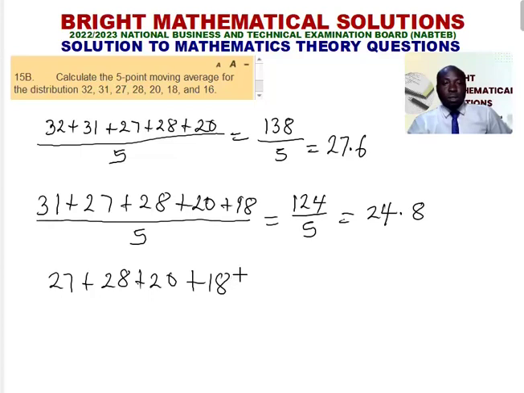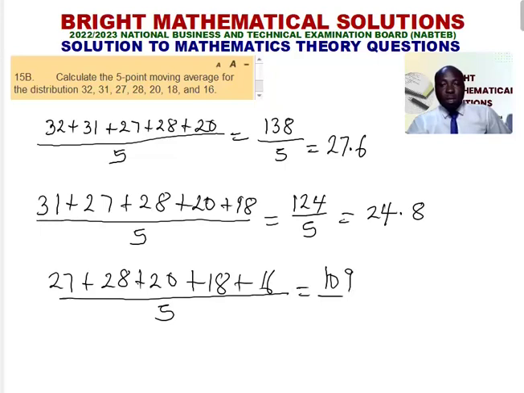For the last one, that is 27 plus 28 plus 20 plus 18 plus 16 divided by 5. So after we add everything here together, it gives 109 all over 5, and that gives 21.8.